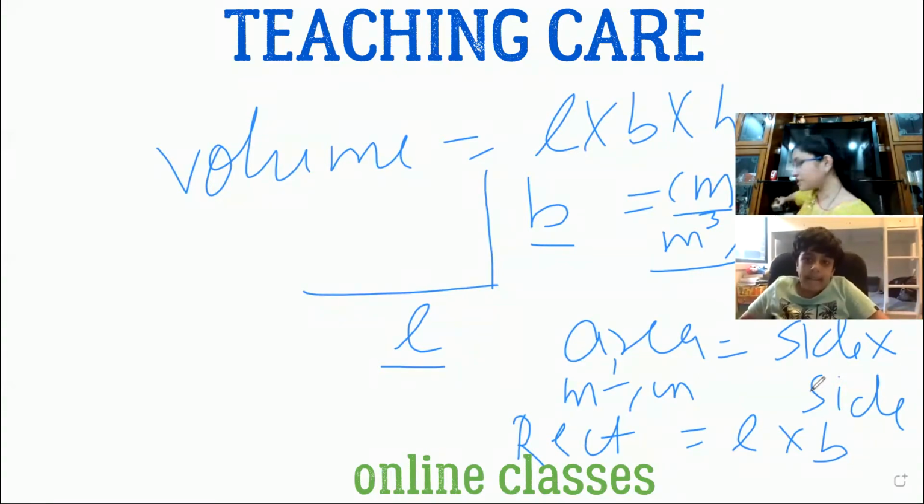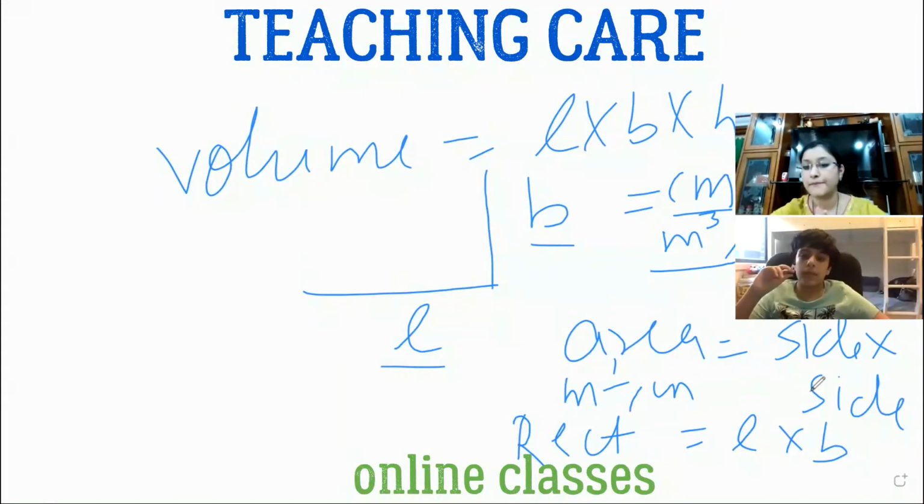Clear? Volume concept is clear? Yeah, one concept is clear. You use the cube meters, they have the little three, not the two, but the three, and it's not only length times breadth, but it includes times height as well. Yeah, exactly.